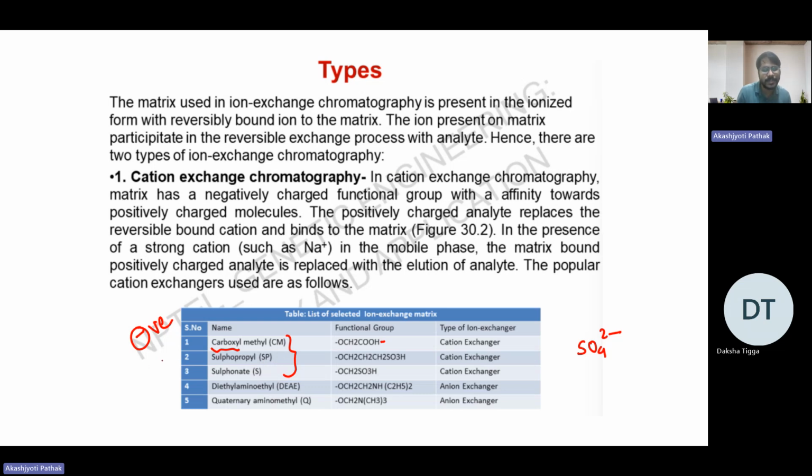All these are negatively charged species. So they are all cation exchange columns. But if it is an anion exchange column, then your column will be what? Your column will be positively charged.